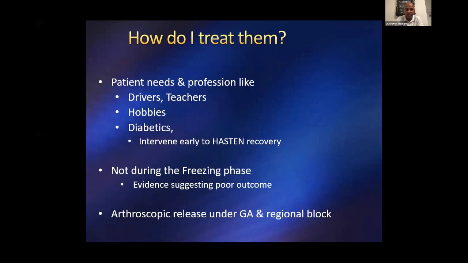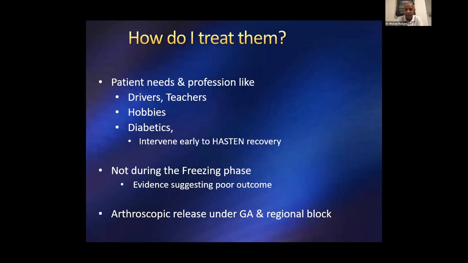So how do I treat the patients who come with adhesive capsulitis? I think the bottom line is you have to treat the patient and his needs. Patients like drivers, teachers, those who have hobbies like playing tennis, and diabetics, if they don't do well in the first few months, they can't wait for 2 years, 3 years, and then they do request to do something to hasten the recovery. And I think this is where the decision comes.